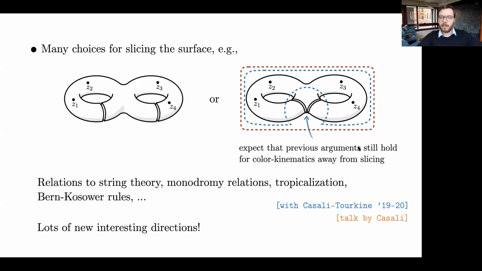Sorry, there are two pieces. One is how you choose these A cycles, and the additional idea is that you actually want to slice the surface, so don't allow punctures to pass through. Okay, thank you. That gets rid of the ambiguities.